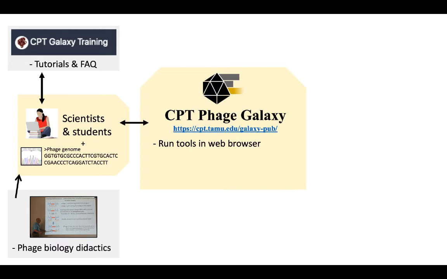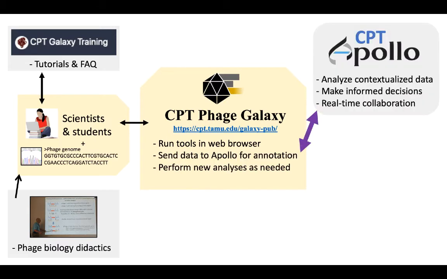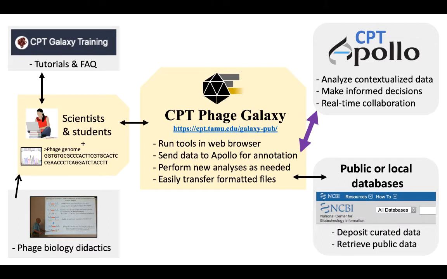Not all of our analyses, though, are performed in Galaxy. After we run tools, we then utilize the very powerful collaborative genome editor Apollo, which we also run an instance of at the CPT, which allows for us to analyze contextualized data and make informed decisions about how to predict what is present in these phage genomes, and this we can do together as a team. After going back and forth between Galaxy and Apollo, we can then take these formatted files and put them into either public or local databases where we can deposit our curated data for the scientific community to have access to.